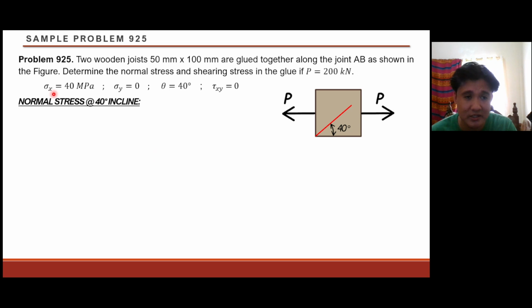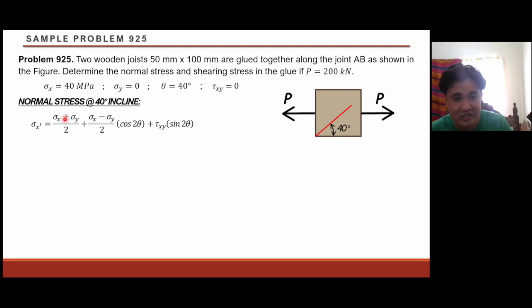So, ito yung given natin. Stress x is equal to 40 megapascal. Stress y is equal to 0. And theta is equal to 40 degrees. Tapos yung shear xy natin, that is equal to 0. Okay? So, let us find the normal stress at 40 degree incline. So, we have stress x prime, that is stress x. Ito yung equation natin. Meron tayo yung mga variables. Check na tayo sa stress x. Meron na tayo stress y, meron tayong theta. Substitute na lang natin. Okay?